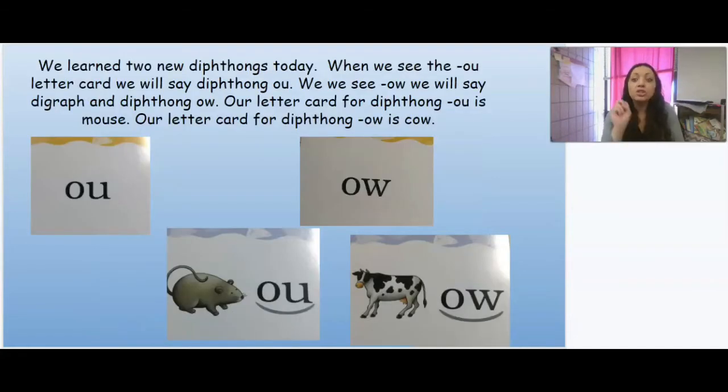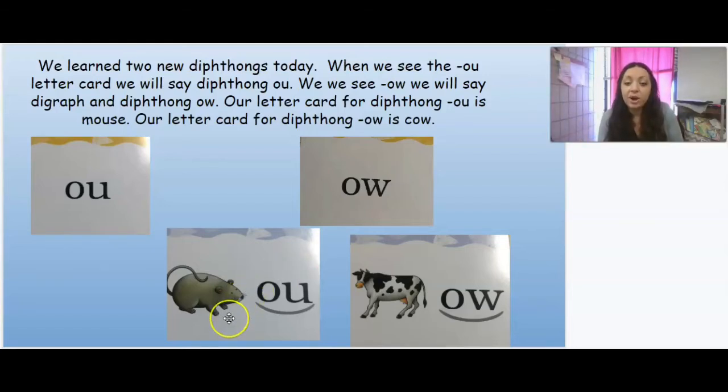So we learned about 2 new diphthongs today. When we see this card, we're going to say diphthong OU. When we see this card, we're going to say digraph and diphthong OW because it could be either one. So you have to remember it's a digraph if it says O, it's a diphthong if it says ow. And I know that's confusing, but a lot of times you can sound out the word and you're going to pick the one that makes sense.